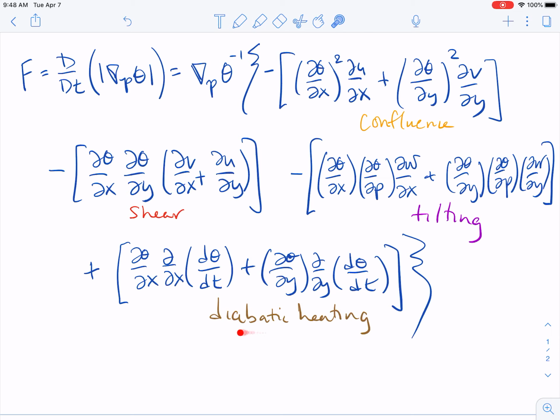Finally, our diabatic heating term here. Diabatic heating is what is outlined here in d theta/dt. And so it's how is diabatic heating changing across our x or across our y direction, impacting, again, the strength of the magnitude of our temperature gradient.